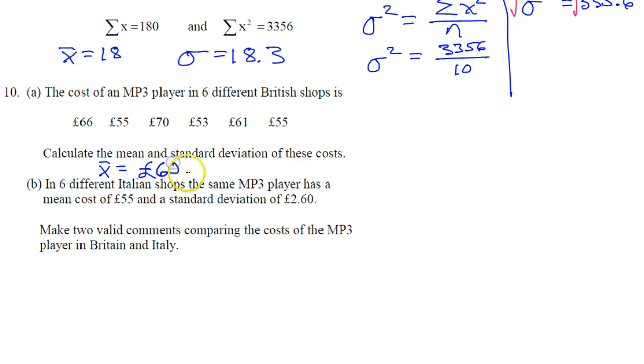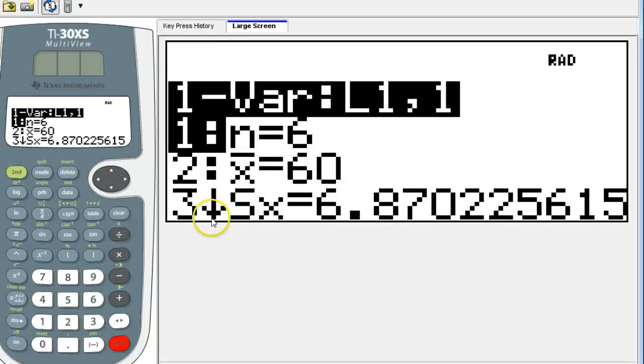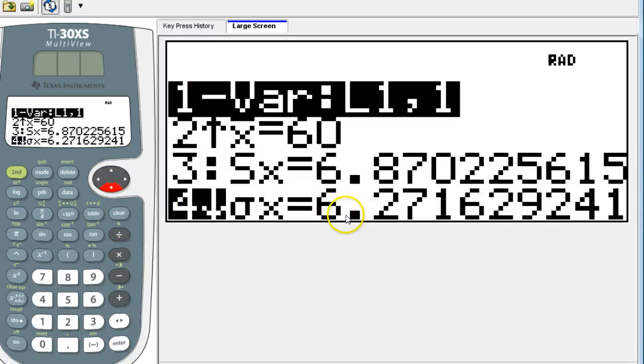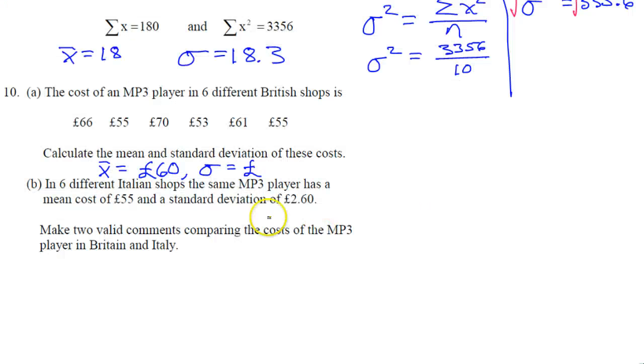Okay, so a mean of 60 pounds and a standard deviation of 6.3, got to round up. 6.3 pounds. All right, in 6 different Italian shops, the same MP3 player has a mean cost of 55 pounds and standard deviation of 2.6 pounds. Okay, make 2 valid comments comparing the MP3 player in Britain and Italy.